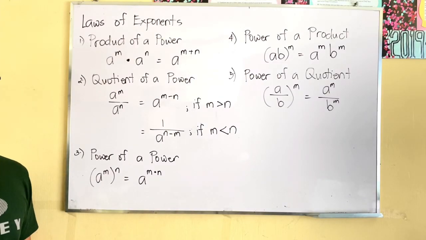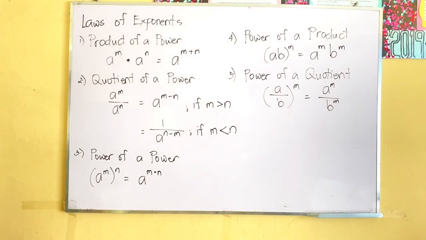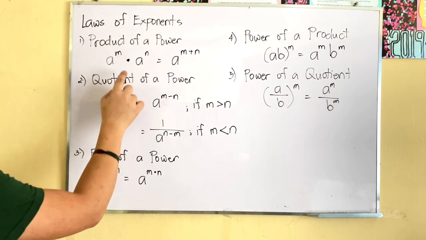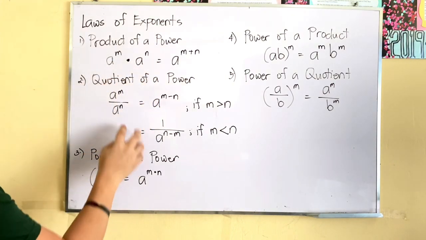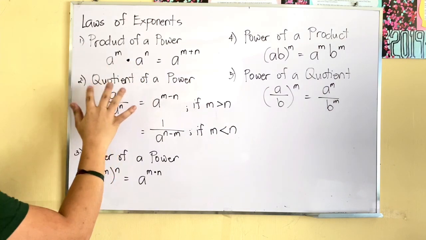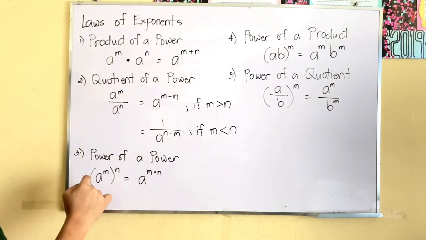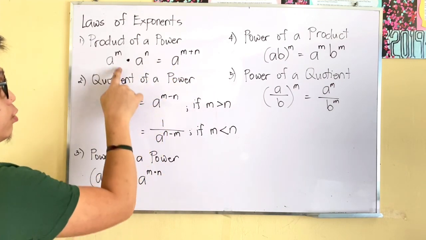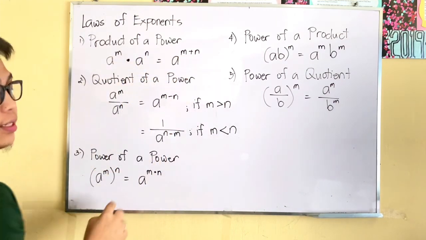Okay, tulad na sinabi ko kanina, our topic will be about the zero and integral exponents. But first, let us have a review about the laws of exponents. So first one will be the product of a power. Ibig sabihin, when you multiply a raised to m times a raised to n, as you can see here, same ang base. This is the base and this is the exponent. So we just need to copy the base and then we need to add the exponents.